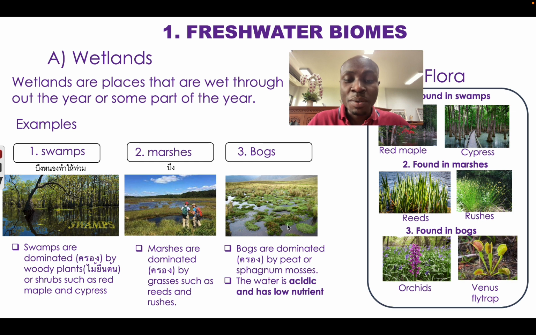Next, bogs. Bogs are dominated by, or we can see a lot of, peat mosses. These are special mosses, a species of moss found in bogs. Now, this species of moss has a lot of acid. When they die, their bodies will mix with the water and the soil, and the acid in their cells goes into the soil. So bogs are usually acidic and have low nutrients.